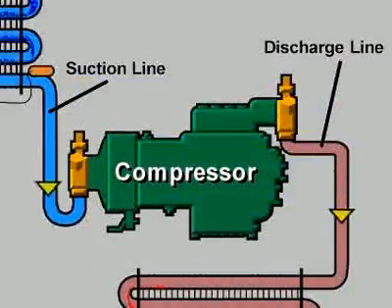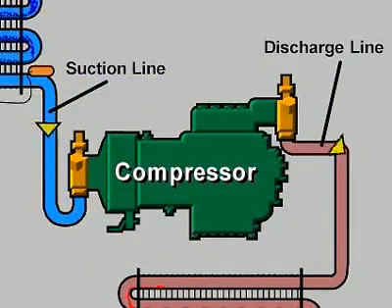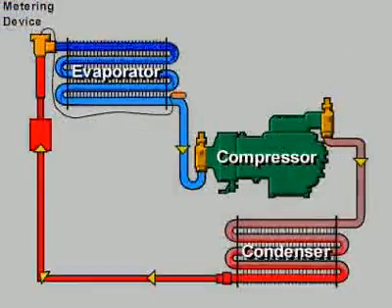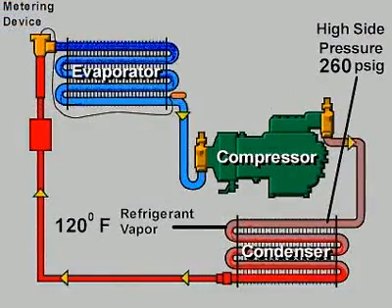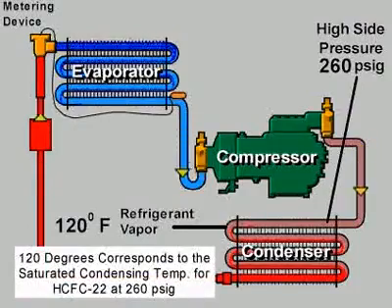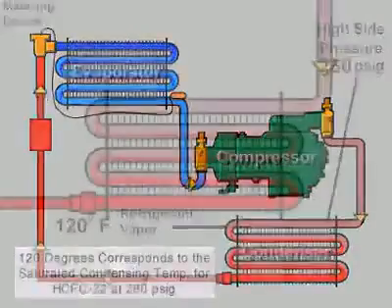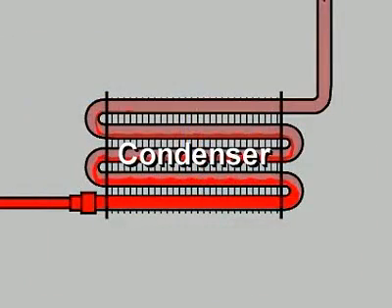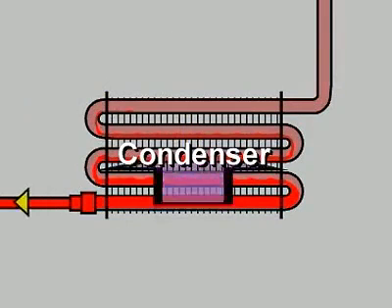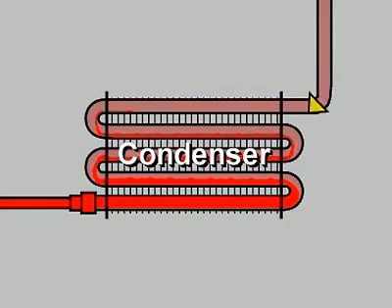The compressor draws the refrigerant vapor through the suction line and compresses it. The hot, compressed refrigerant vapor discharged by the compressor flows through the discharge line and into the condenser. The compressor maintains the vapor at a high side pressure of 260 psig, which corresponds to a condensing temperature of 120 degrees for HCFC-22. This is called the saturated condensing temperature. The air-cooled condenser is a plate fin coil with copper tubes.